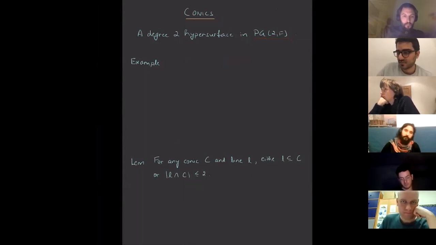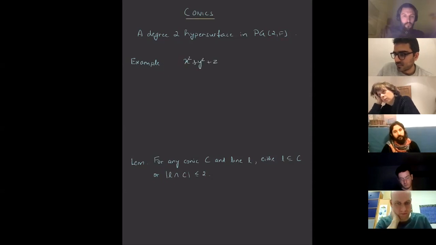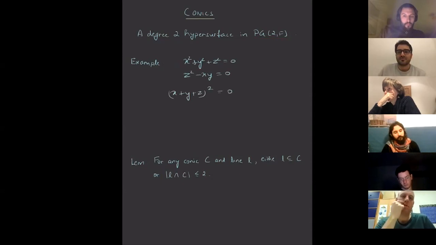For example, you could have x square plus y square plus z square equal to 0. So all the points satisfying this equation. You could have z square minus xy equal to 0. You could also have x plus y plus z square equal to 0. So a line is also a conic by this definition, right?